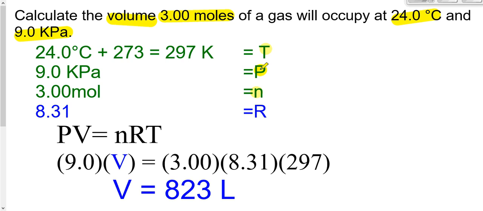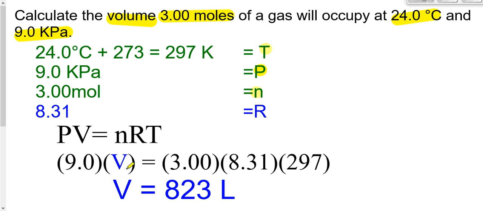Now, again, as soon as I see moles, I know that we have a PV equals nRT formula. In this case, I did not give you the value for R. If you go now to your green periodic table cheat sheets and look in the box that has our gas constants, you will see that when we are measuring in kilopascals, the value we use in place of R is 8.31.